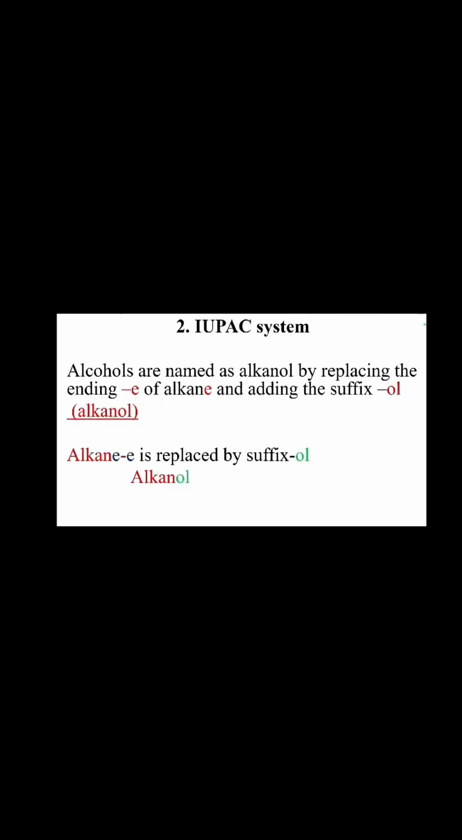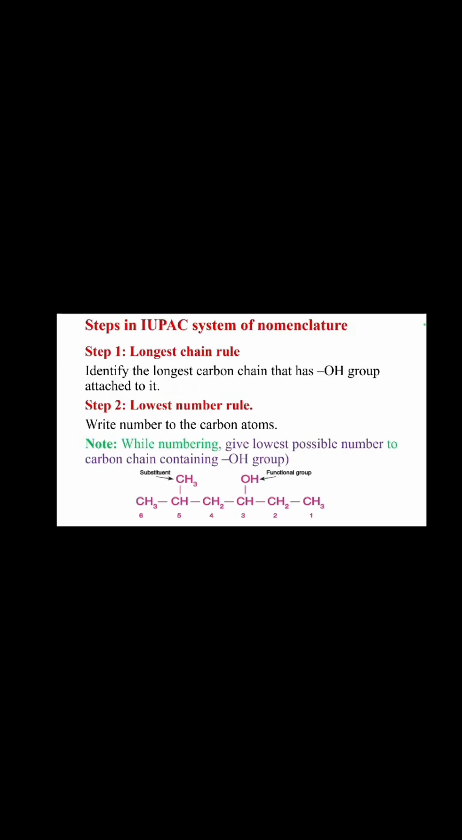Now we will look into the IUPAC nomenclature system of alcohol. Here the alkane suffix E is replaced by the suffix OL, so we get alkanol, which is the alcohol. In order to name the alcohol using the IUPAC system, in the first step we have to follow the longest chain rule.